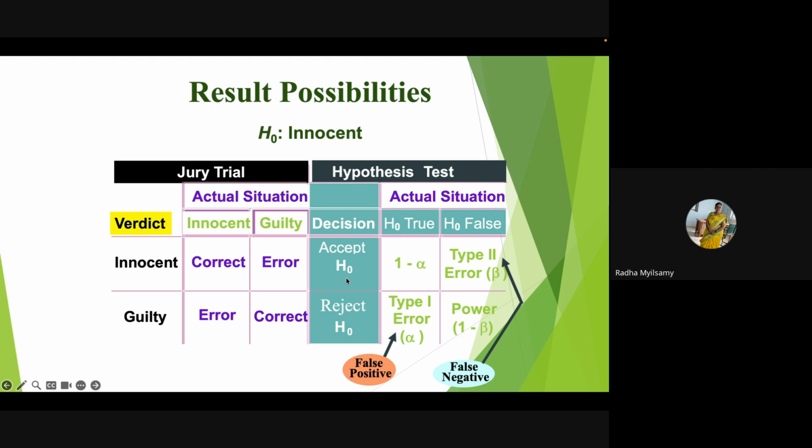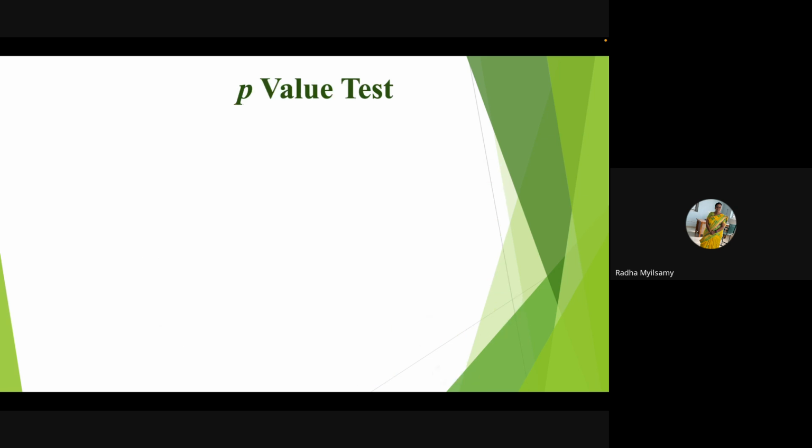Accepting H0 when it is false is called a type 2 error, and rejecting H0 when it is right is a type 1 error. Type 1 error is nothing but the alpha value, and type 2 error is the beta value. And 1 minus beta is called the power of the test. So rejecting the correct null hypothesis is a type 1 error, and accepting the wrong null hypothesis is a type 2 error. And the p value.